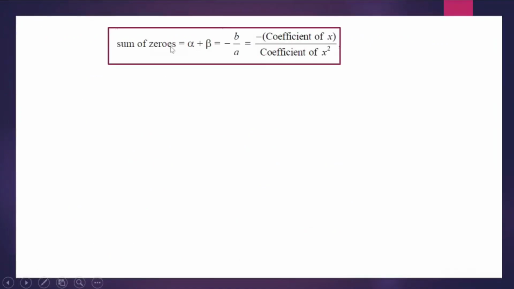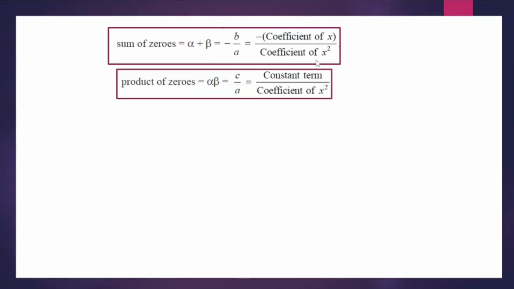If the zeros are alpha and beta, then for the polynomial ax square plus bx plus c, the sum of the zeros, alpha plus beta, is given by minus b upon a, which is equal to minus the coefficient of x upon the coefficient of x square. And second, the product of the zeros, alpha beta, is given by c upon a, that is, the constant term upon the coefficient of x square.